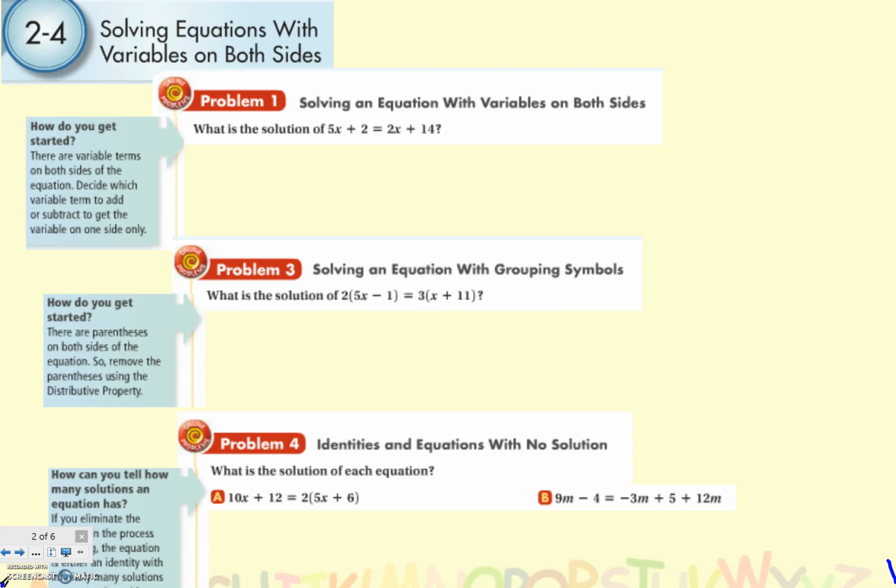Hi everyone, so this is 2.4, solving equations with variables on both sides, which you should have done before, so it should be a little bit of a review, but let's go ahead and look at these problems. So when you have an equation with variables on both sides, you want to get the variables together.